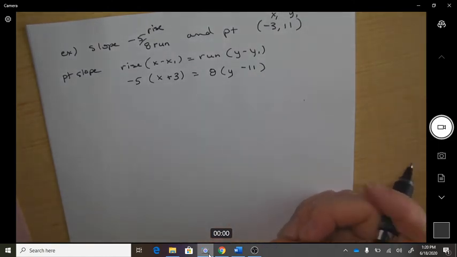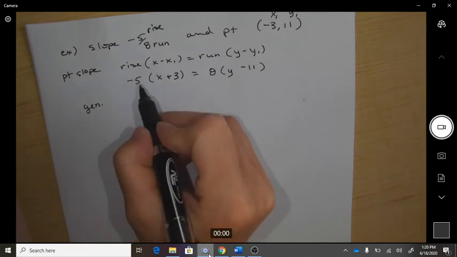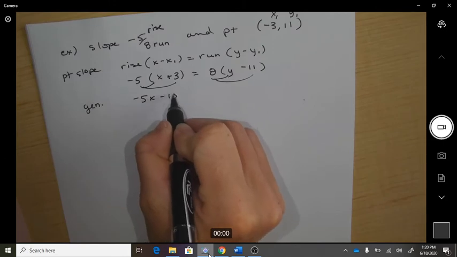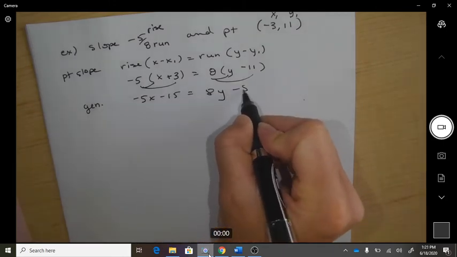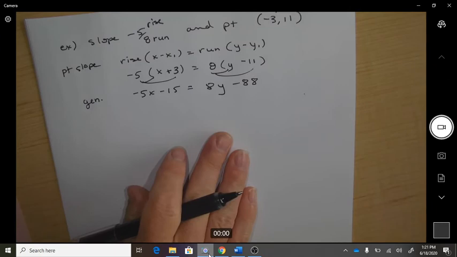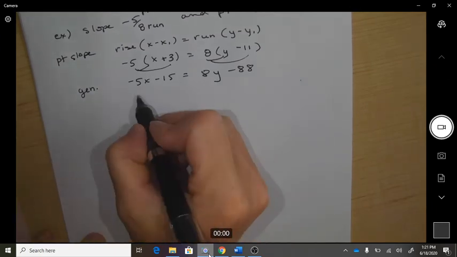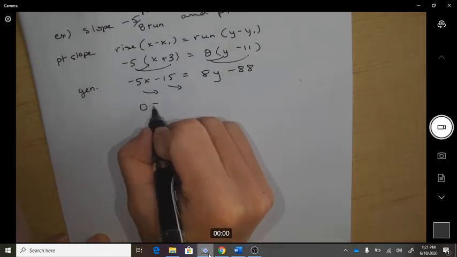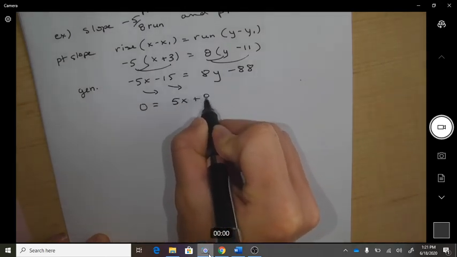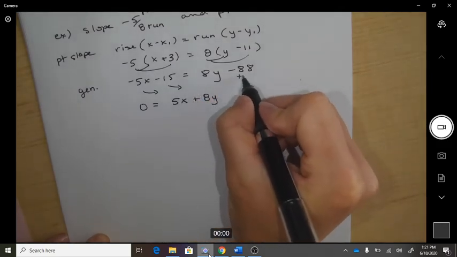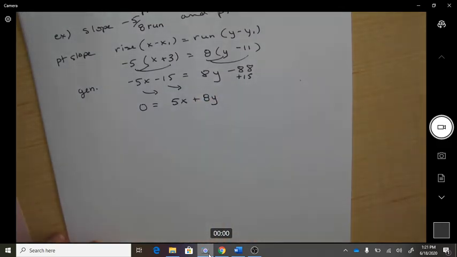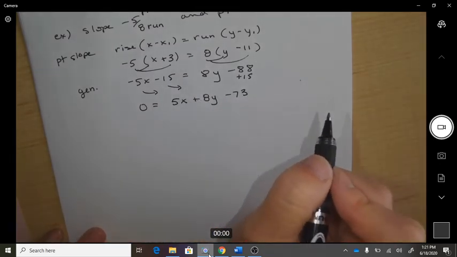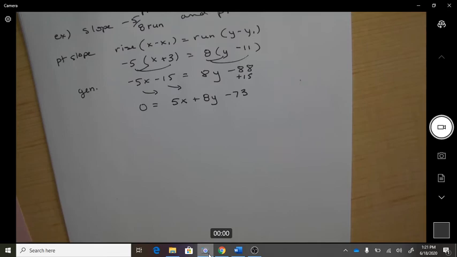If I did happen to say general, then you would expand that all out. And then you would move everything to one side. And like I said, technically we do like to have the x part positive, so we'll move it there. So 5x plus 8y. And then we would have to add 15 to put with that -88. So -73. So that would be general form.